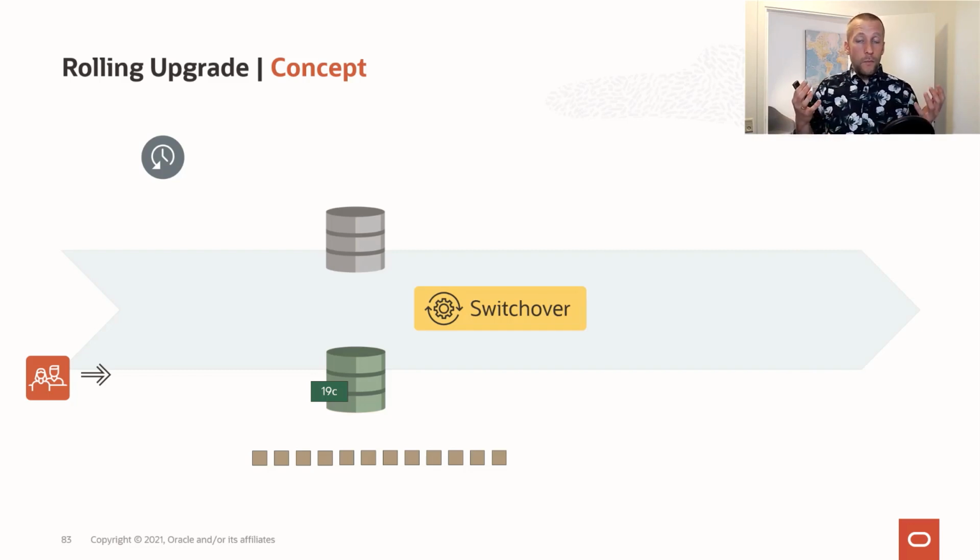So we have now disconnected our users. When they connect back, they connect into an upgraded database. But the downtime we needed was just enough time to do a Data Guard switchover, which is much faster than doing a database upgrade.